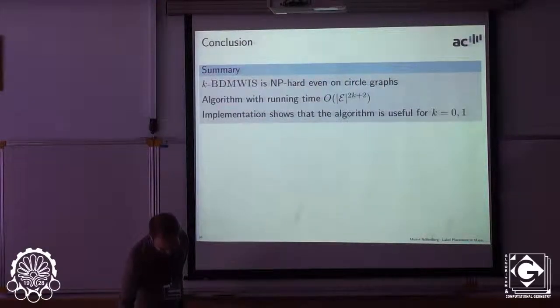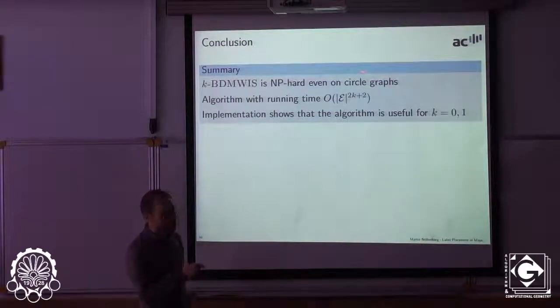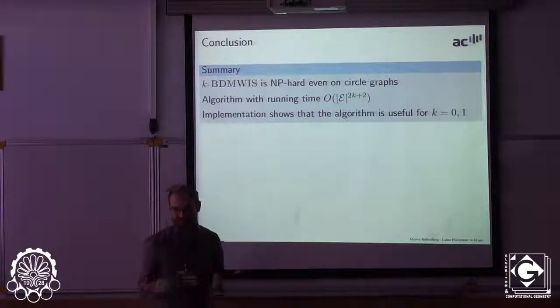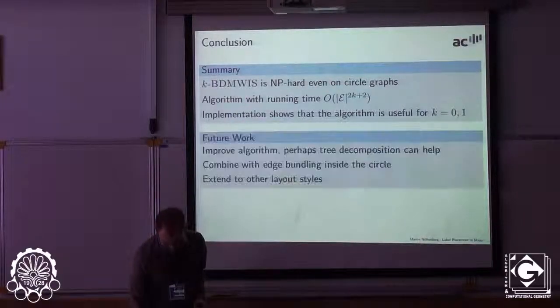So to conclude, we have seen that this problem is NP-hard, even on circle graphs, but we have an XP-time algorithm solving it for small k, and even did a small implementation for the easy cases of 0 and 1. For the capacity vector approach, you need a lot of machinery, so we're not very hopeful that this gives an efficient implementation.